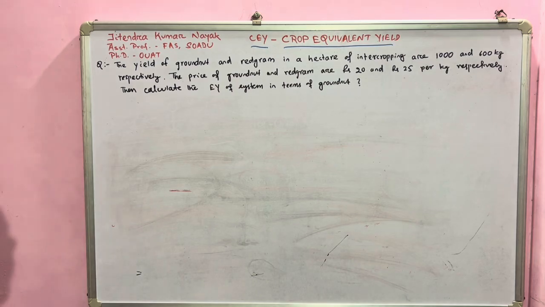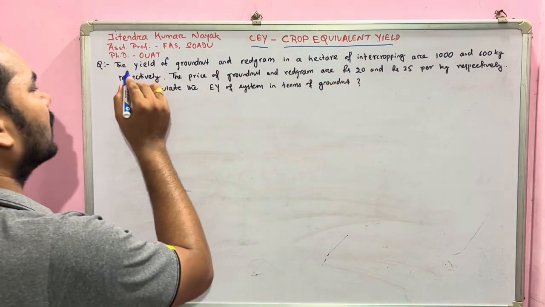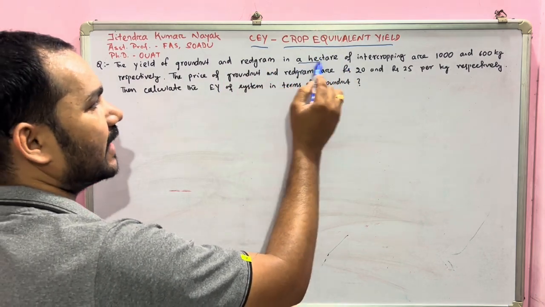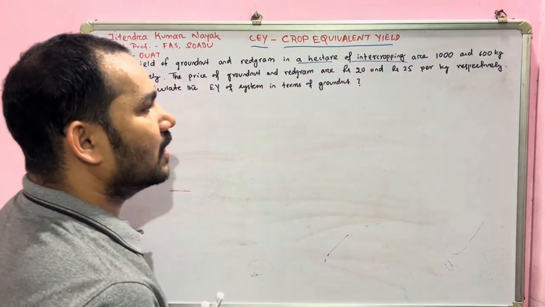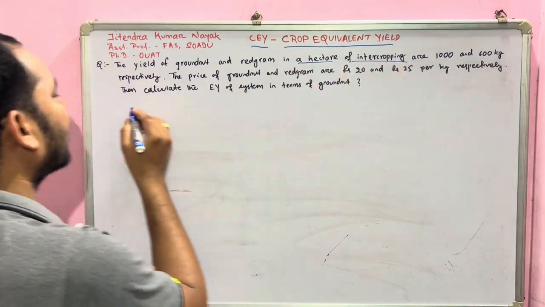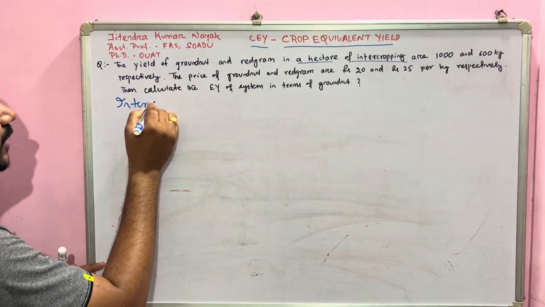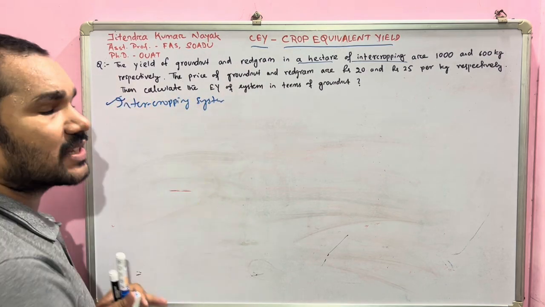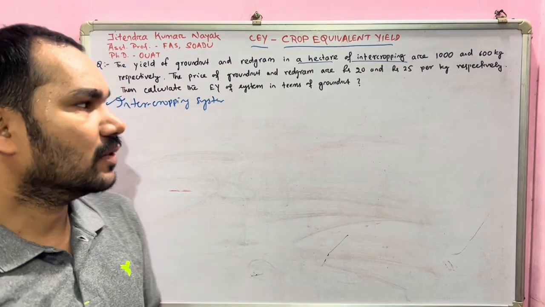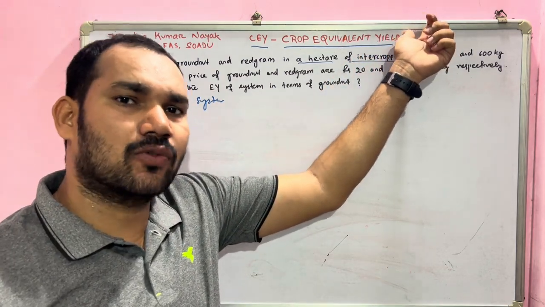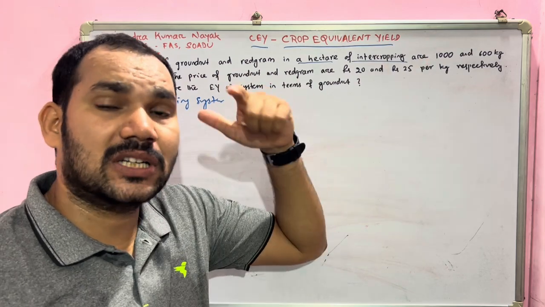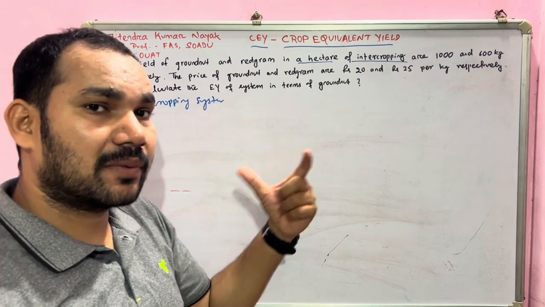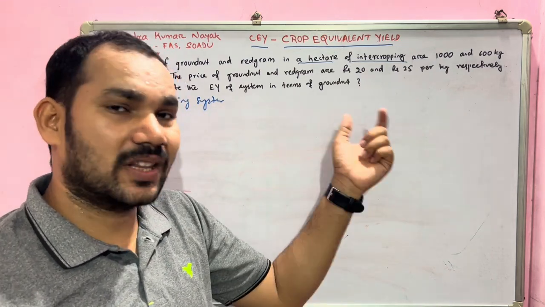Here the question is: the yield of groundnut and red gram in a hectare of intercropping system. It is an intercropping system. But no matter, the crop equivalent yield is also applicable for crop rotation or multiple cropping systems. It may be an intercropping system or a sequence cropping system. So this is not the concept.